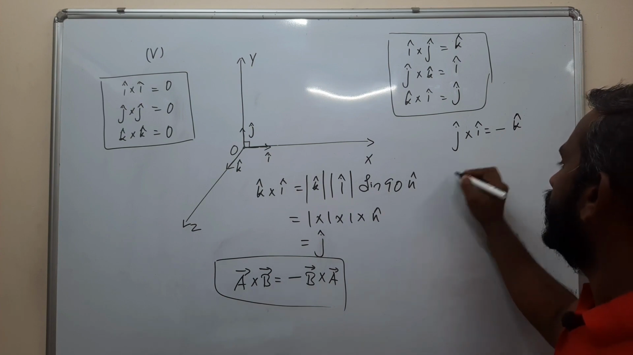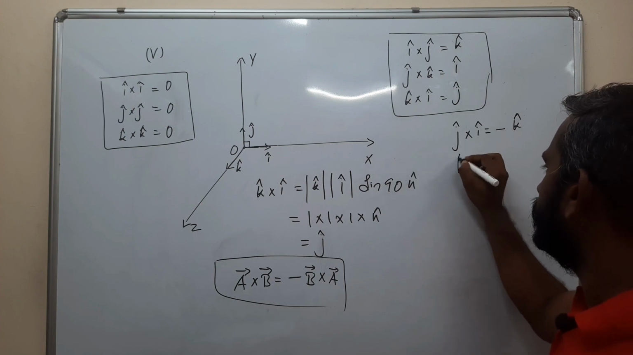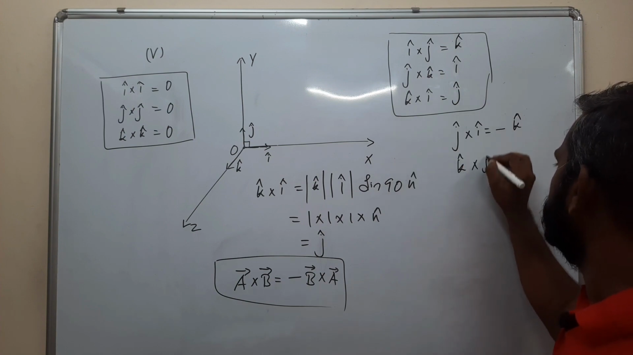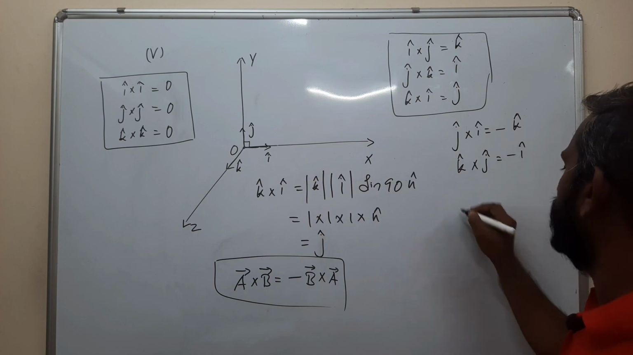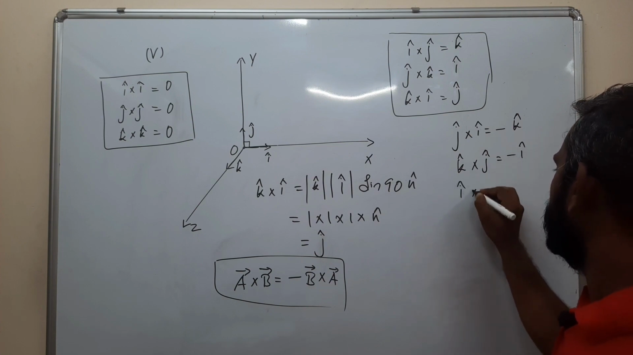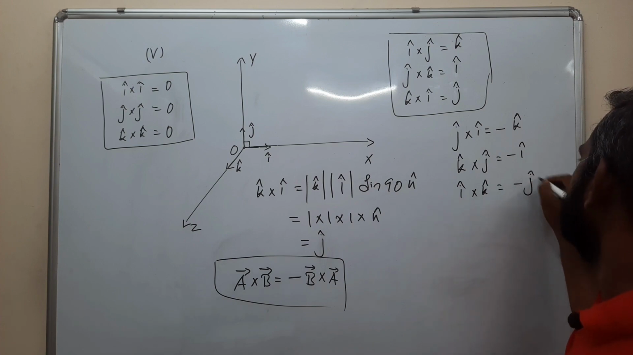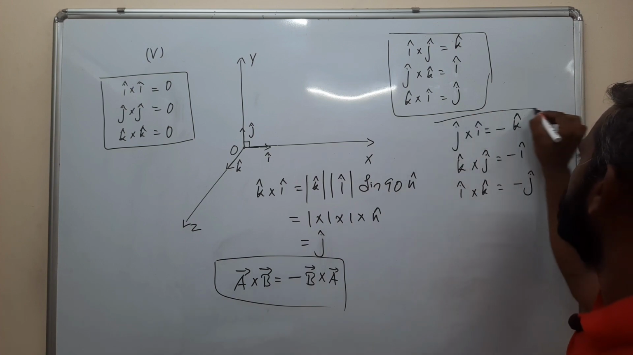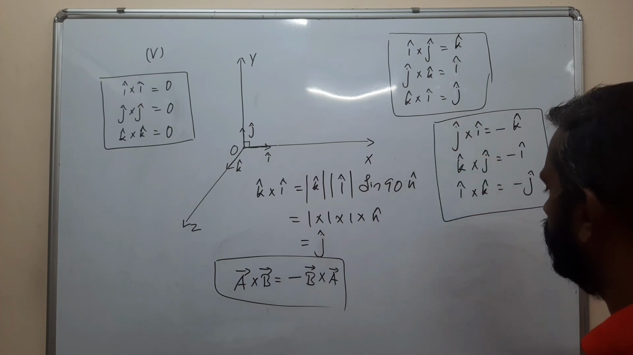Similarly, k cap cross j cap is equal to minus I cap, and I cap cross k cap is equal to minus j cap. Correct?